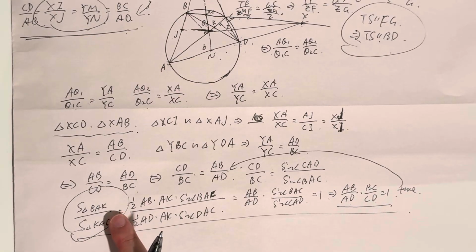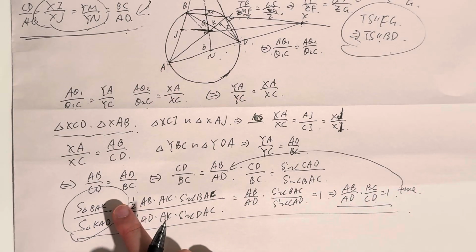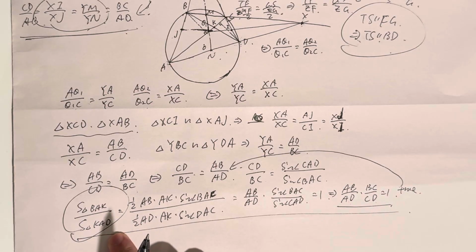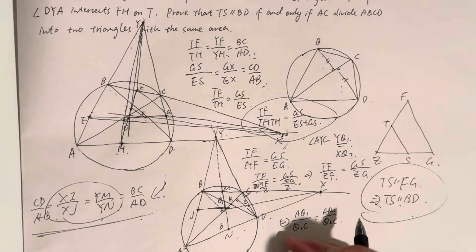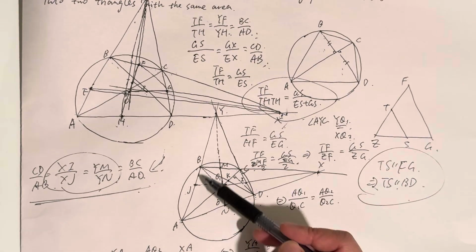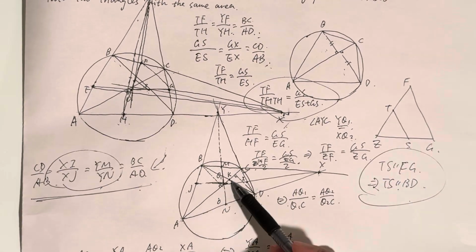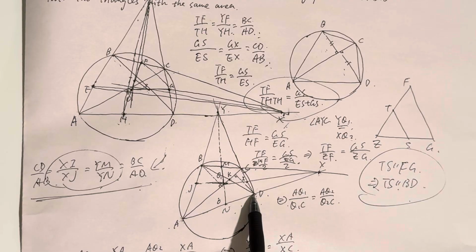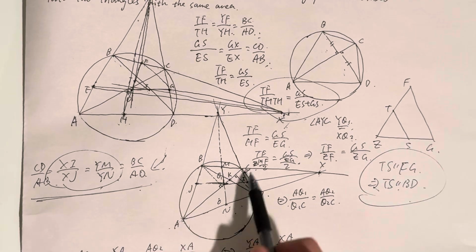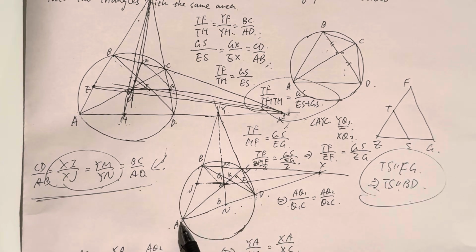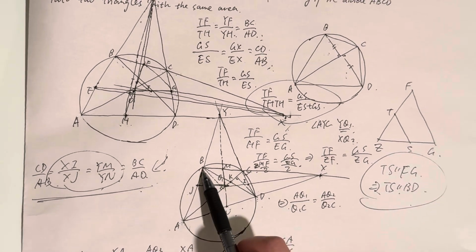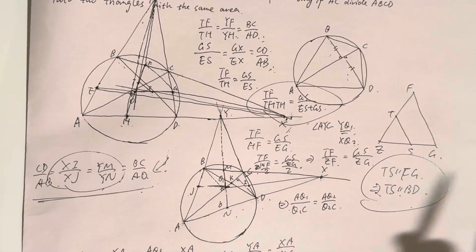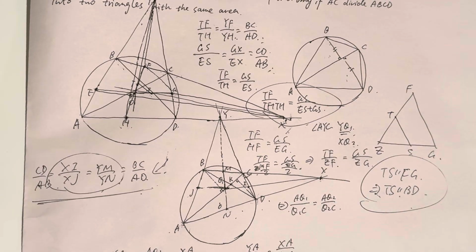If you want that to be true, this has to be true, which means we can eventually get the answer that the area of triangle BAK equals the area of triangle KAD, means K is a midpoint of BD, which means that the distance from B to AC equals the distance from D to AC, which means triangle ABC and triangle ADC have the same area.